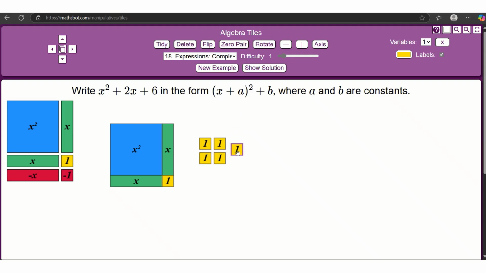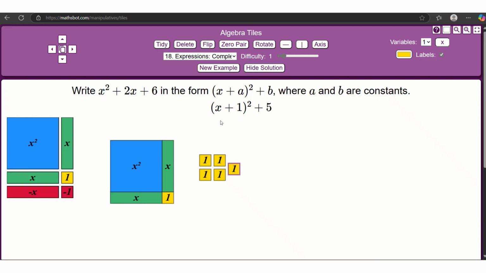But remember that we can also have like a plus b. So this would be x plus 1 times x plus 1, or x plus 1 squared, plus 5 that are extra. And there it is, x plus 1 all squared. There's the square with its dimensions, and there's what we have extra.